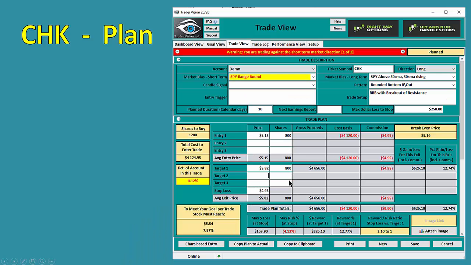With that plan, with 800 shares, I would make well more than my $300 profit goal that I'm trying to hit. And I'm only risking 4%, so I'm getting a little over 3 to 1. And that makes for a good trade.